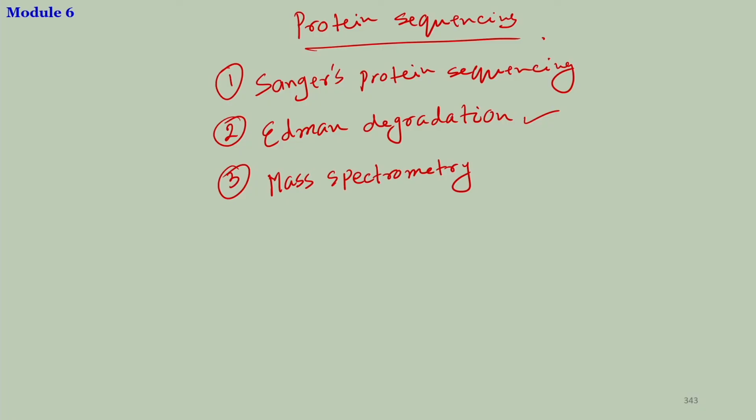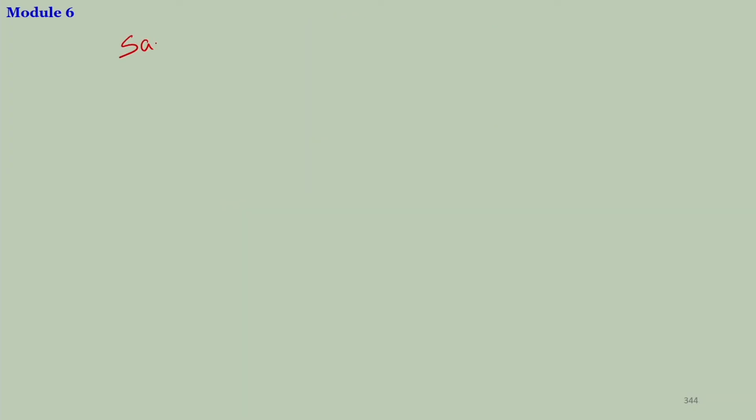Nowadays, mass spectrometry is also used as a major technique to understand the sequence of a protein. So, this is of course using high-end mass spectrometry. Okay. So, let us talk one by one. Sanger's method.